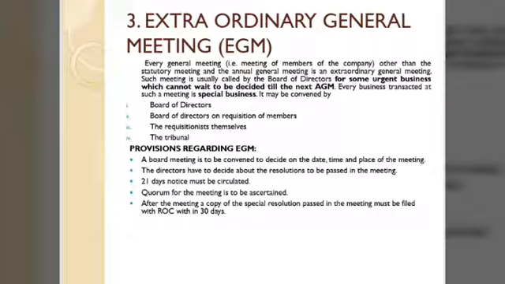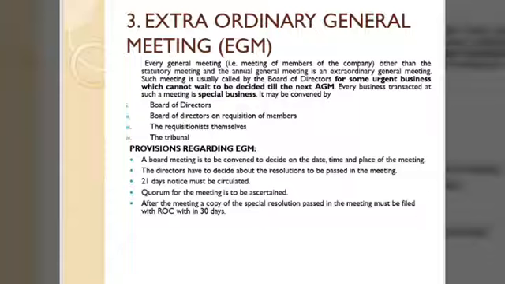The next type of meeting is the extraordinary general meeting. It is a meeting attended by the shareholders and the members. As the name itself implies, it is an extra meeting. It is also a general meeting, but it is an extra meeting. Annual general meeting is an ordinary general meeting, whereas extraordinary general meeting is an extra meeting. Why is an extra meeting conducted?